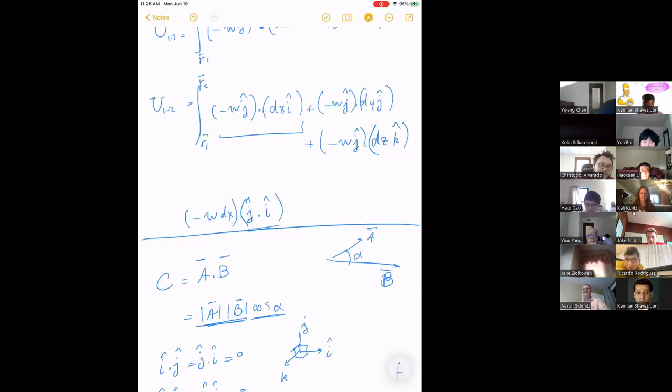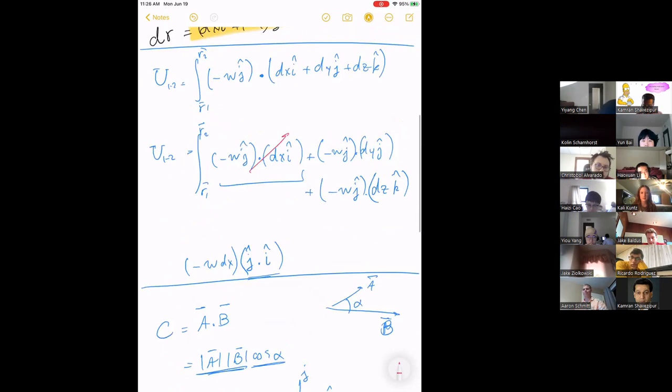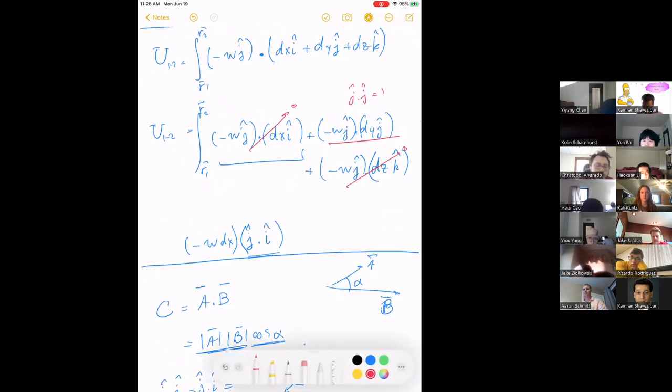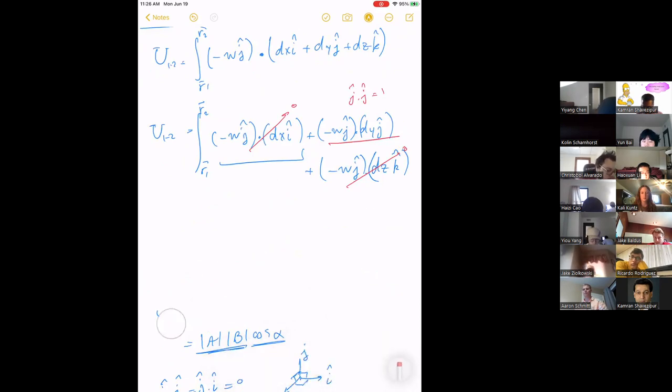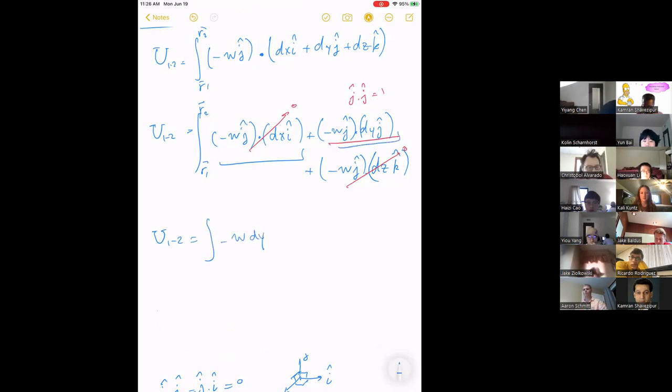So if that's the case, let's go back here. When you have the dot product, any two different unit vectors give you zero. Technically, this is gonna be zero, this is gonna be zero, and j dot j is gonna be one, right? So if I clean this up a little bit and write down the whole thing, then U12 is equal to the integration of just this term, minus W dy. There's no vector stuff going from y1 to y2, right?